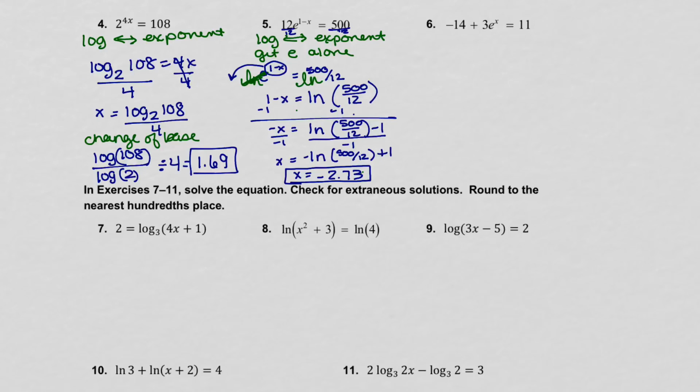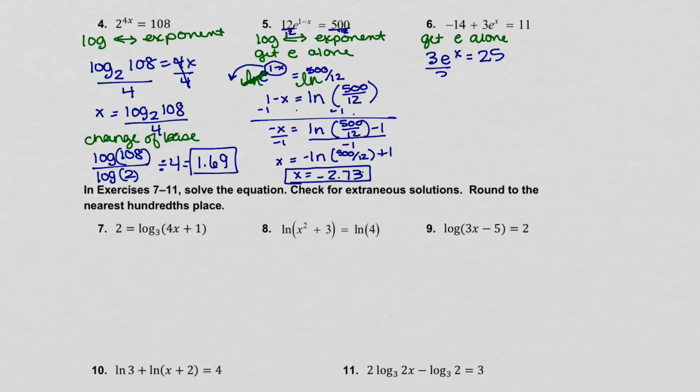Remember, if I'm moving too quickly, you can pause and rewind this video as many times as you'd like. So instinctively, I remember over here that I wanted to get my e alone first. So I'm going to do that first. I'm going to add 14 to both sides. So I'll have 3 to the x equals, well, 11 plus 14 is 25.